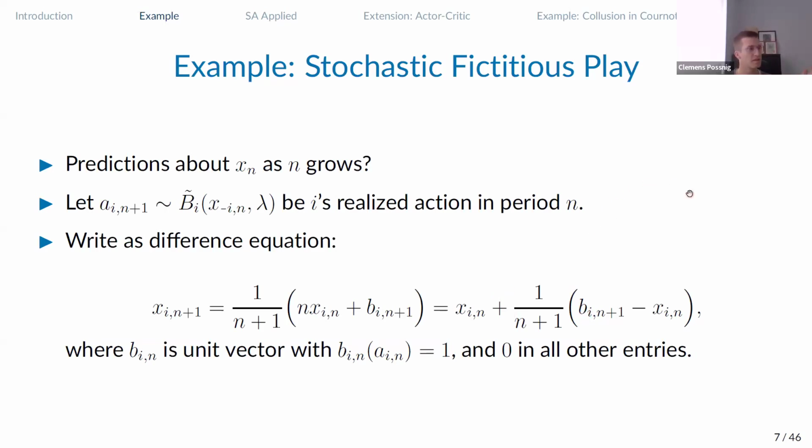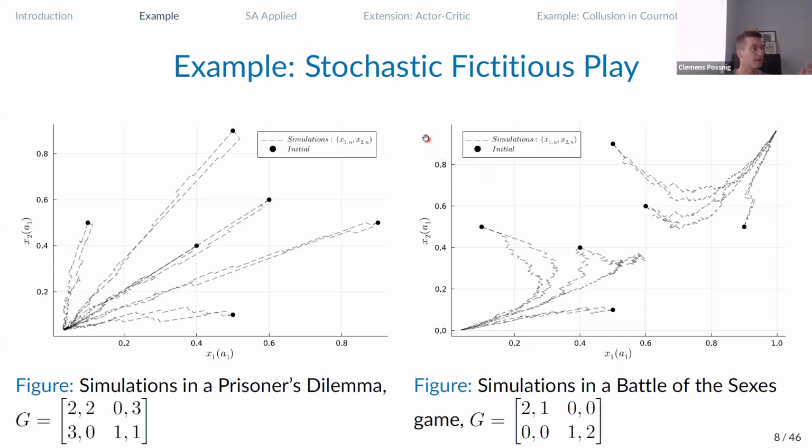So how could this evolve? Let's look at some simulations. There are two 2x2 games here that I'm looking at. On the x-axis, I'm plotting player 1's frequency of choosing action 1. On the y-axis, player 2's frequency of choosing action 2. And I initialize these simulations at some points in the plane here. And then I run smooth stochastic fictitious play. On the left side here, we have a prisoner's dilemma where action number 2 is the dominant action. All of these simulations, as you can see, converge to the 0,0 point, which is the unique Nash equilibrium in that game. So that's kind of nice.